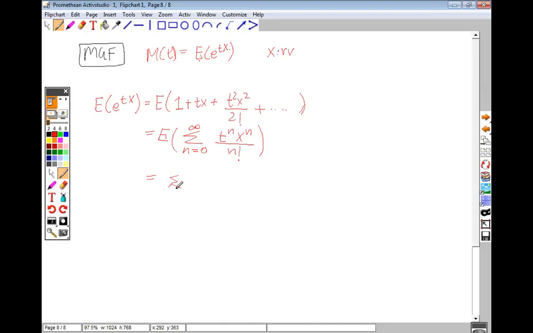So I'll have summation, n goes from 0 to infinity, of expectation of x raised to n, t raised to n upon n factorial. What should I do next? Can I do something here? You can take t raised to n upon n factorial outside. Exactly right. I can take my t raised to n upon n factorial outside, and what I will be left with is just expectation of x raised to n.